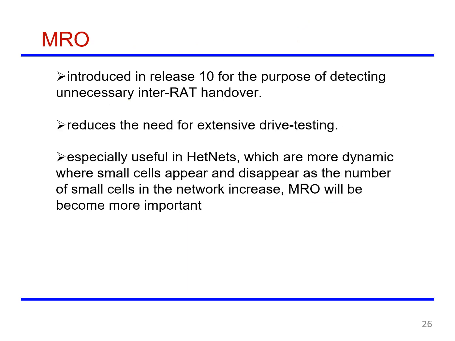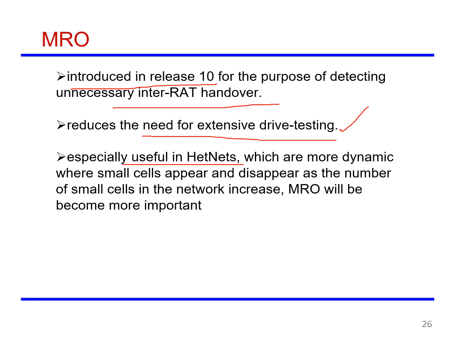This MRO feature was introduced in release 10 for the purpose of detecting unnecessary inter-RAT handovers from 2G to 3G, 3G to 4G, or 4G to 2G. These are the unnecessary inter-RAT handovers. So, what's the purpose? It reduces the need for extensive drive testing. We discussed it, and it is especially useful in HetNets, heterogeneous networks.